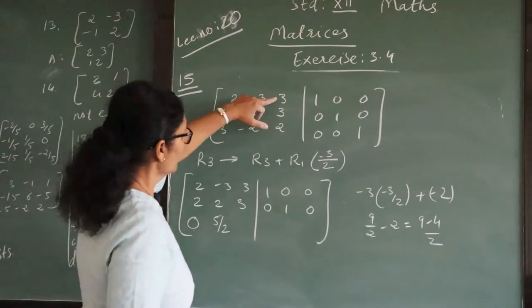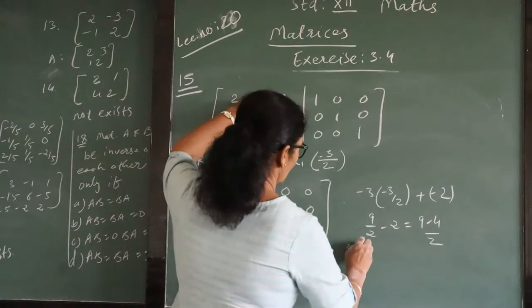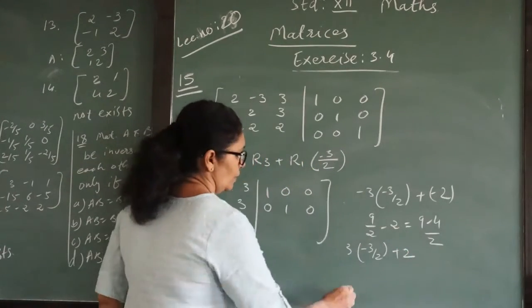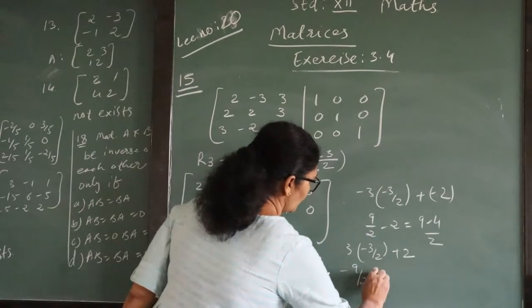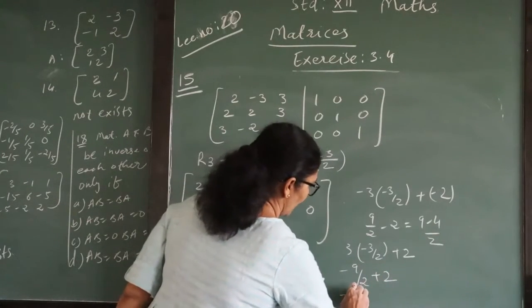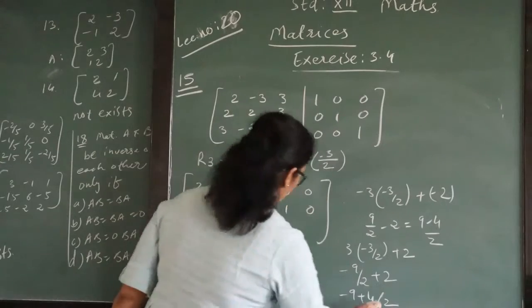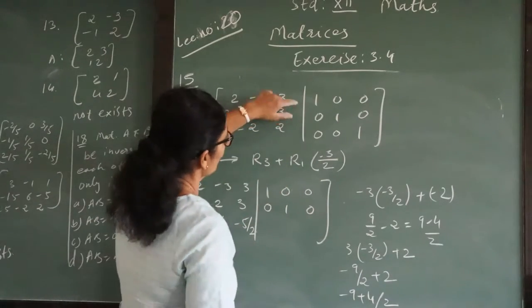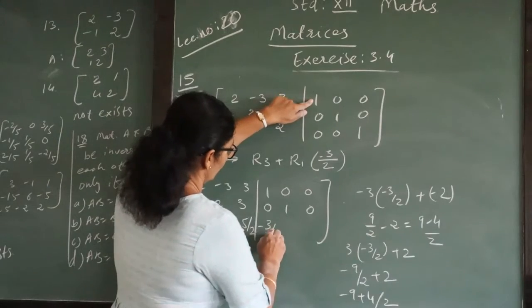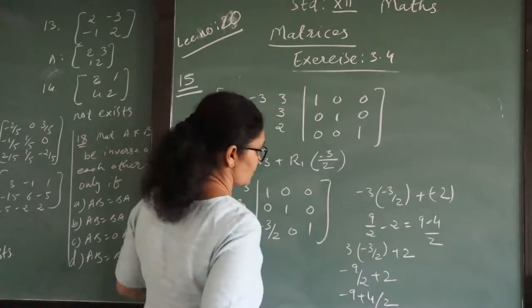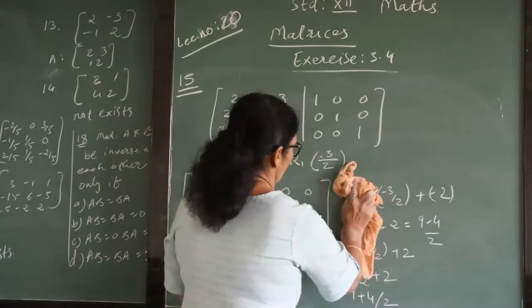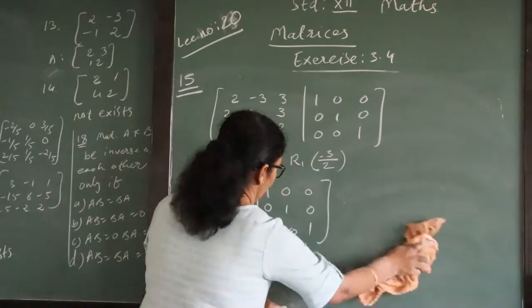Now next, 3 will be multiplied with minus 3 by 2 and added in 2. So minus 9 by 2 plus 2. 2 2s are 4, minus 9 plus 4 by 2. So this will be minus 5 by 2. Now, let us multiply with minus 3 by 2. So here minus 3 by 2, 0, and this one as it is. Now, we have made 1 0.